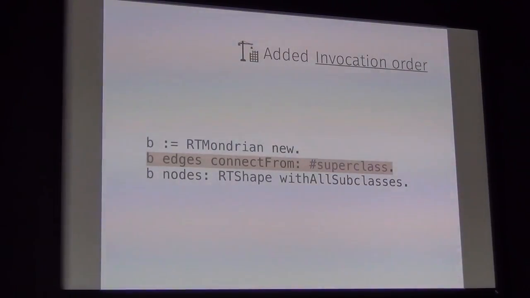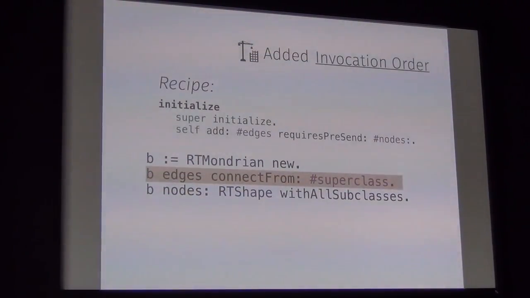And I made just a new supertype of rules which allows you to say, okay, add a new specification that edges requires pre-send nodes. And it just checks the code if edges appears. Or sometimes there's also post-send. So you define something that should be followed by another message. And you can check the sequence like that.